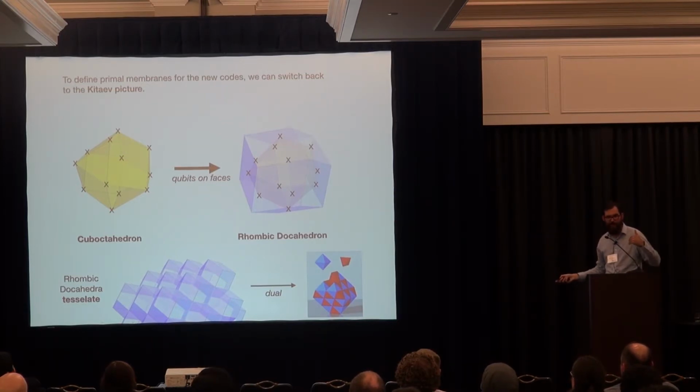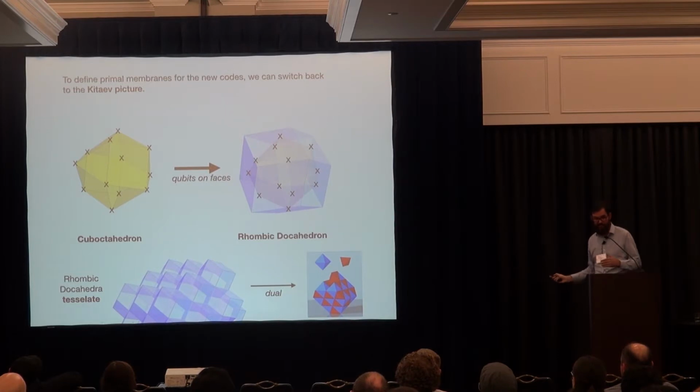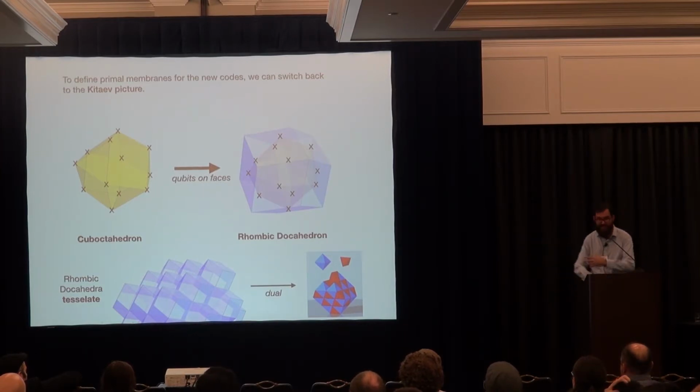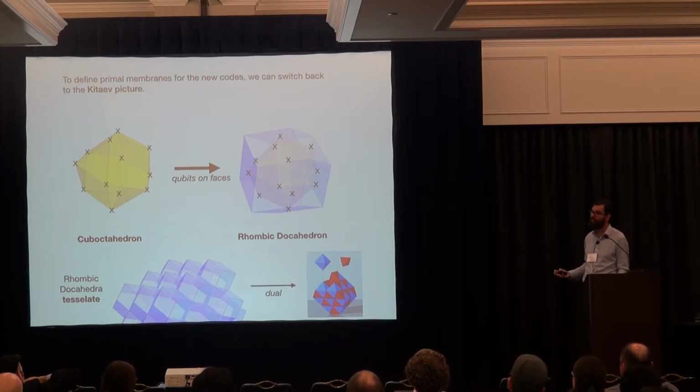And so now, starting from our cube octahedron, we map vertices to faces, and we get a dodecahedron. This is the rhombic dodecahedron. And that's one of the few three-dimensional solids which tiles three-dimensional space. So they tessellate into a lattice. And you can then just define the 3D surface code on this lattice in the standard way.